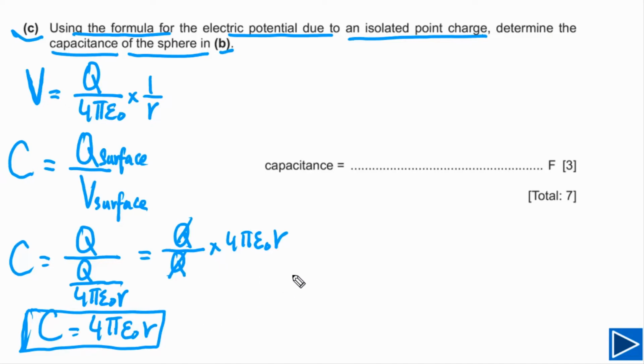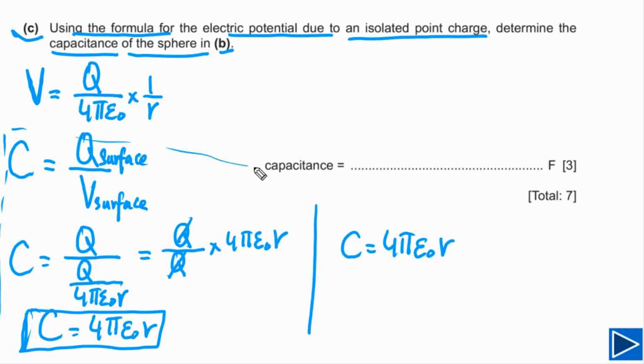Now we need to plug in values. We need to calculate the value of C. C is equal to 4 pi epsilon naught times R. You also need to understand how to derive this formula. Sometimes they will simply ask you to derive this one. So the derivation of C is also important for your exam. Now simply we need to plug in values.